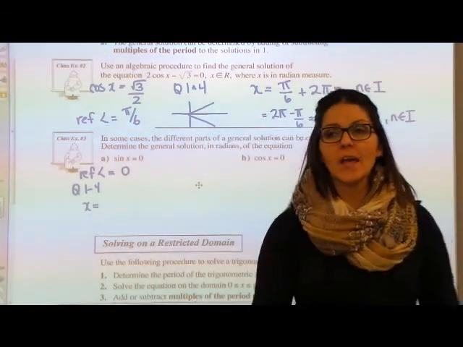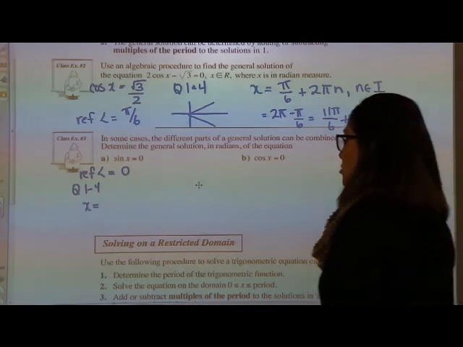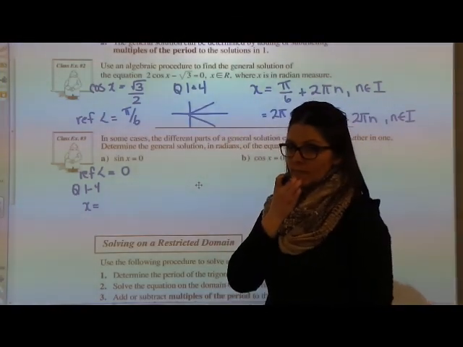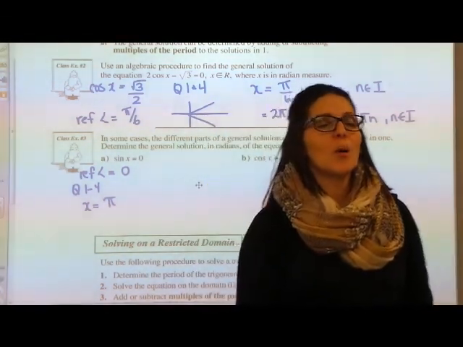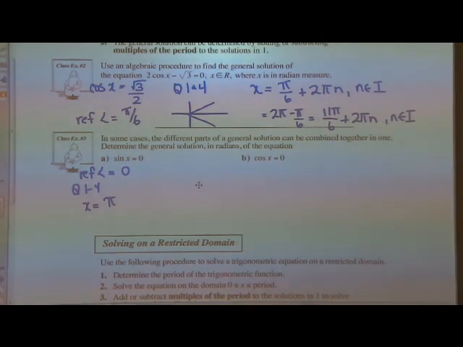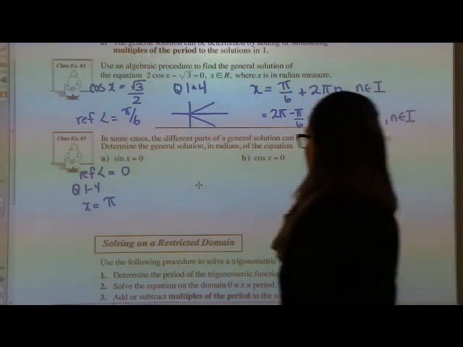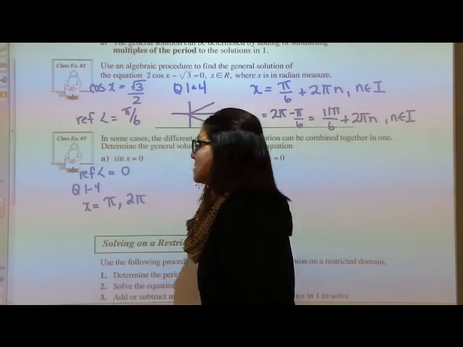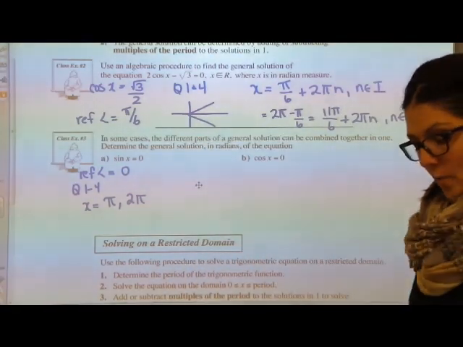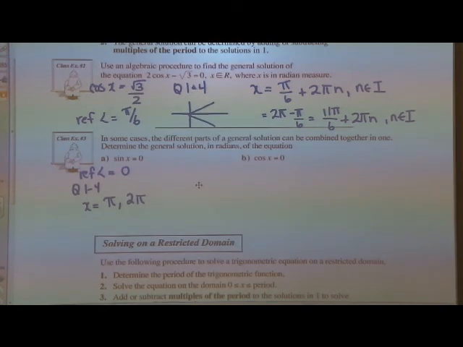In quadrant 1, my angle would be 0. In quadrant 2, my angle would be 180. It's 180 minus, or sorry, pi minus 0, which would be pi. What would it be in quadrant 3? Pi again, because this time it's pi plus the reference angle. And what about quadrant 4? So my solution in the first rotation, or in the first domain, is pi and 2 pi.